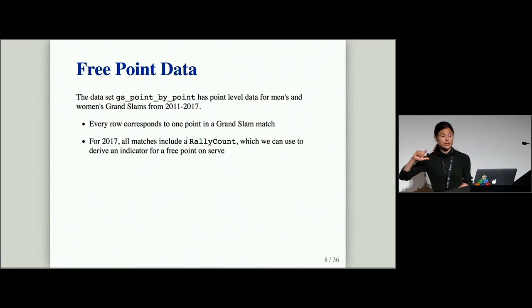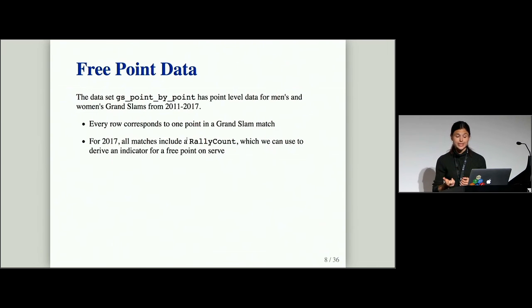The data set from Deuce that we're going to look at is called the GS Point by Point, GS for Grand Slams. Those are the four most prestigious tournaments that happen during the tennis season. In this data set, every row corresponds to a single point in a match, and it has information about who was serving, the service outcome, and also the rally count, which will be helpful to us in determining whether it was a point that was a free point for the server or not. So in this example, I'm just going to focus on the matches in 2017, which are the ones that have the most complete information about rally counts.